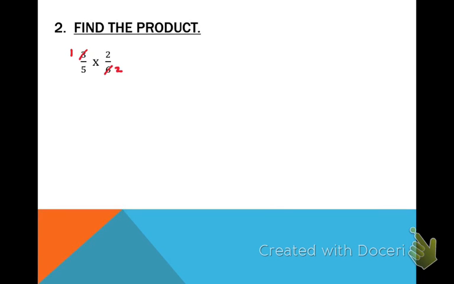1 and 2. Now that I have reduced as low as I can as far as cross-reducing, let's multiply the numerators. Luke, what is 1 times 2? 2. Jonathan, what is 5 times 2?